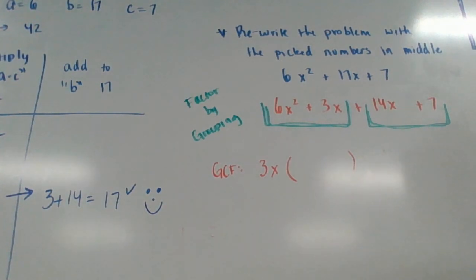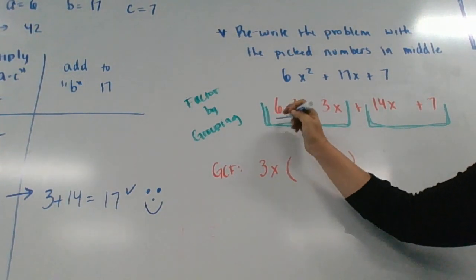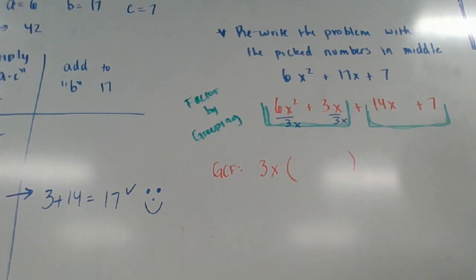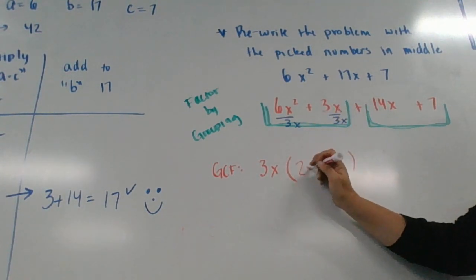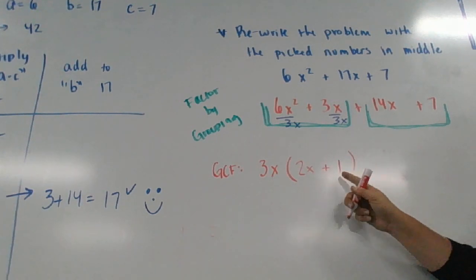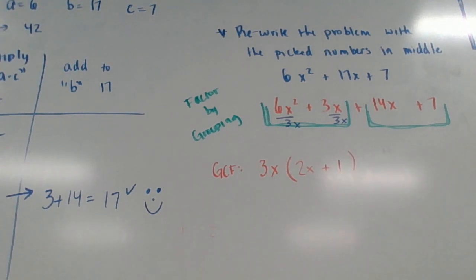So what does it look like if I divide by 3x here? What's left? 2x. I took 1x out, so just 2x, and then 3x over 3x is just 1. I leave a 1 right there.